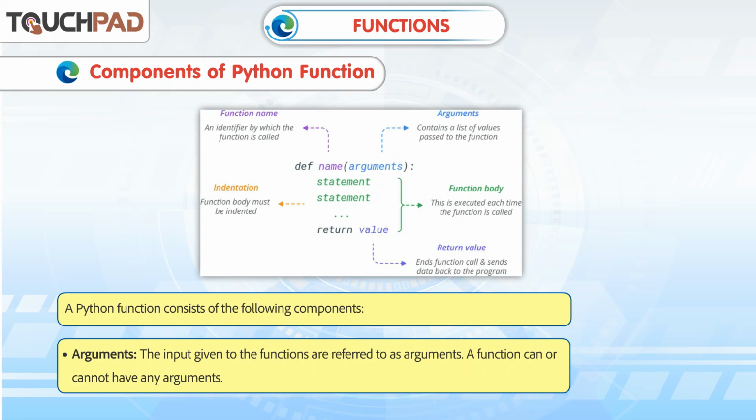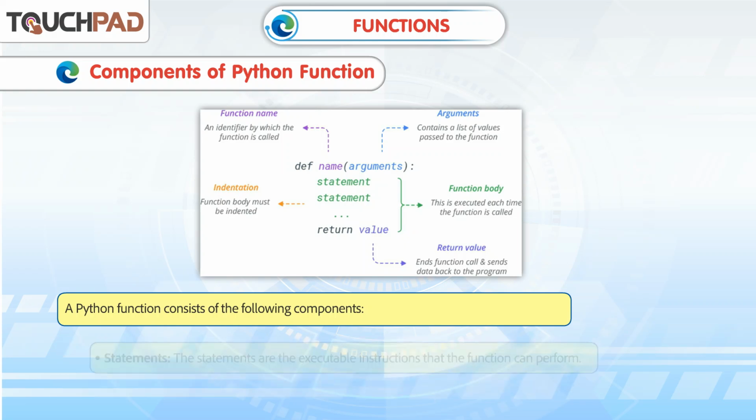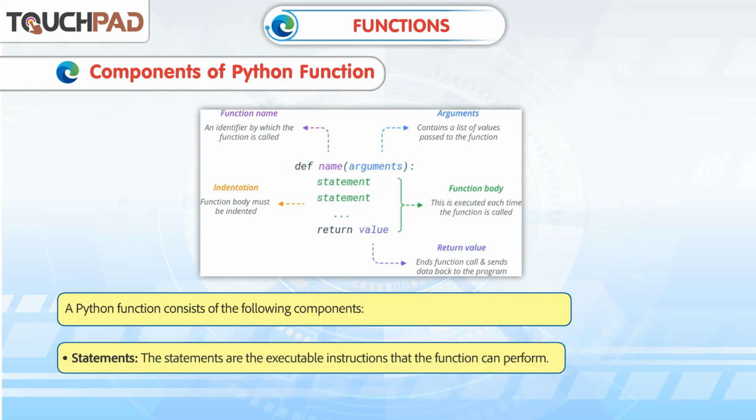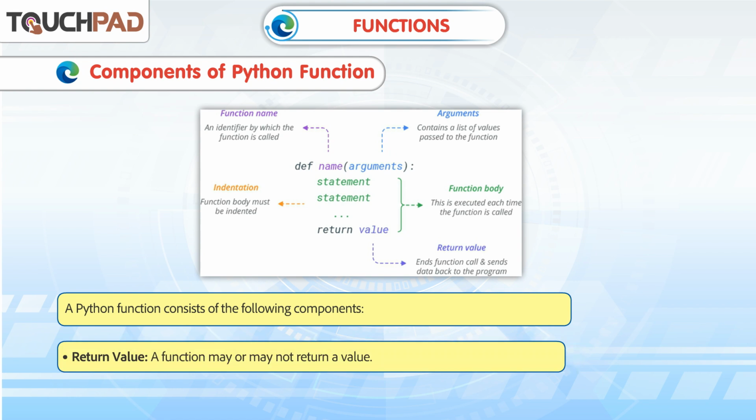Arguments. The input given to the functions are referred to as arguments. A function can or cannot have any arguments. Statements. The statements are the executable instructions that the function can perform. Return value. A function may or may not return a value.